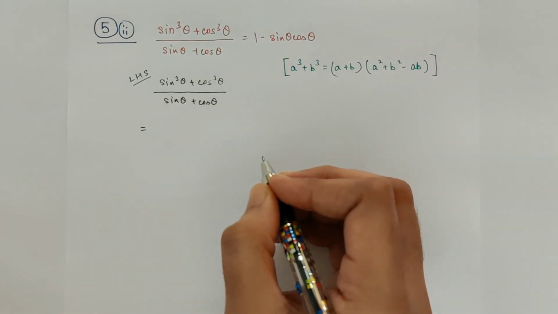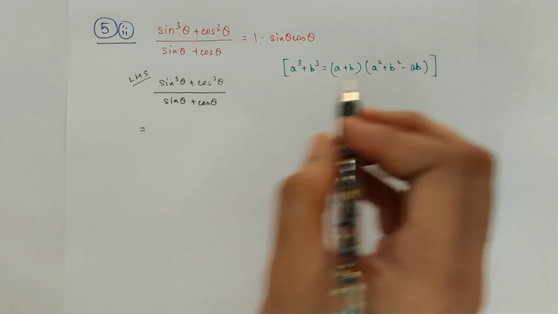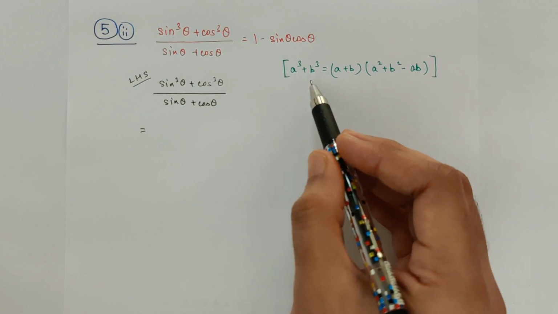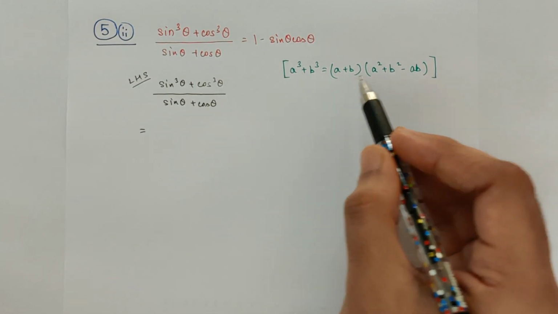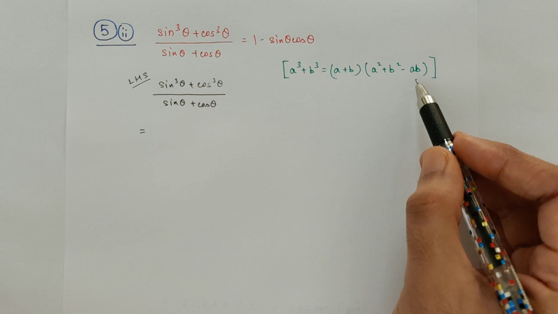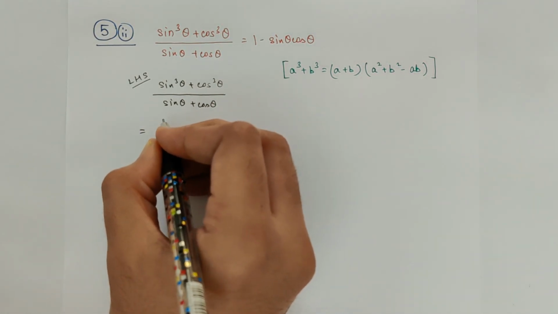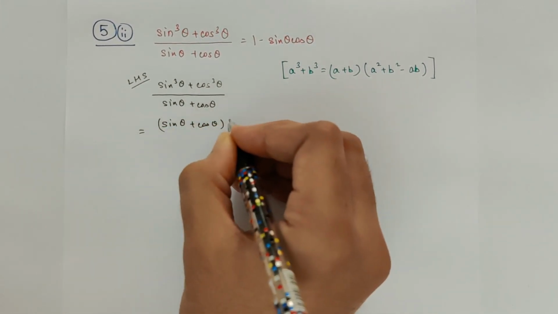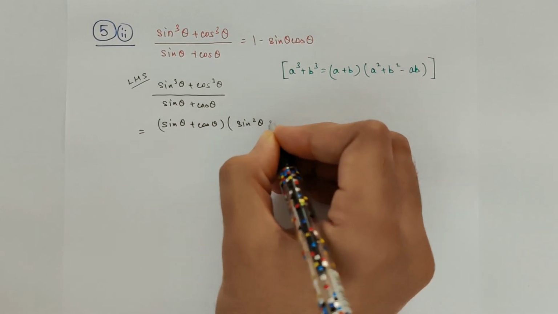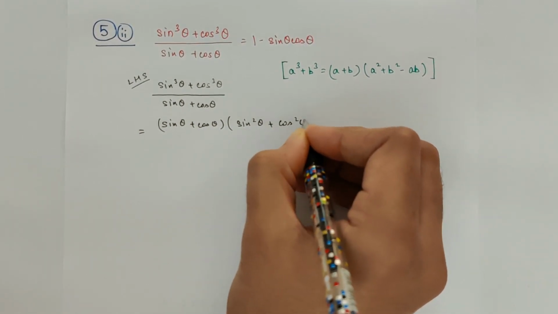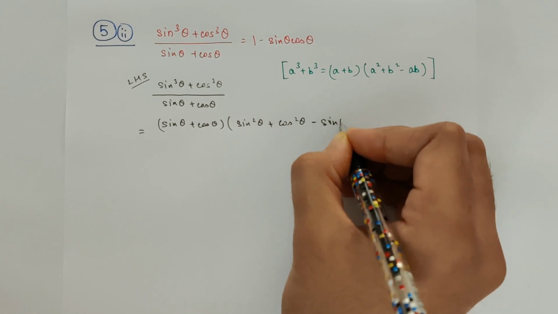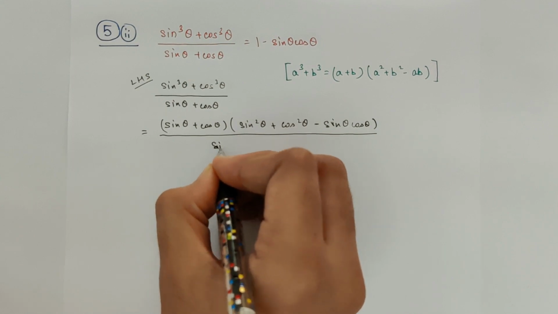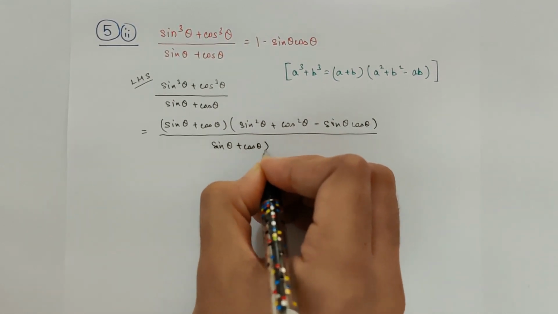Now what we will do over here, we will use this formula to factor sine cube theta plus cos cube theta. I hope you know this formula, which is a cube plus b cube is equal to a plus b into a square plus b square minus ab. So let's factor this. What we will get? We will get sine theta plus cos theta into sine square theta plus cos square theta minus sine theta cos theta whole divided by sine theta plus cos theta.